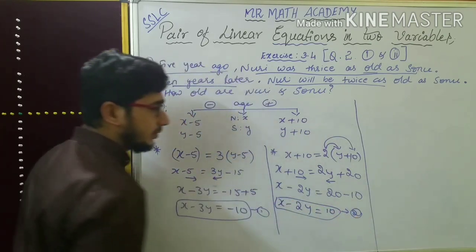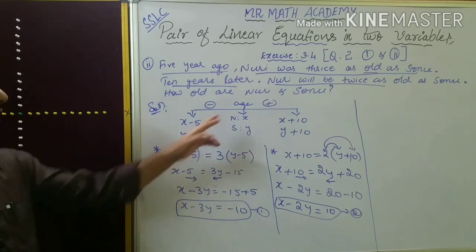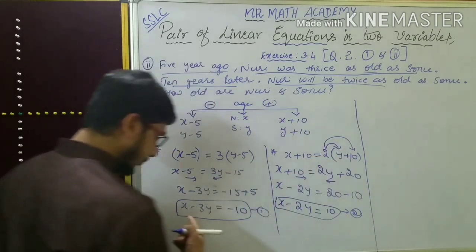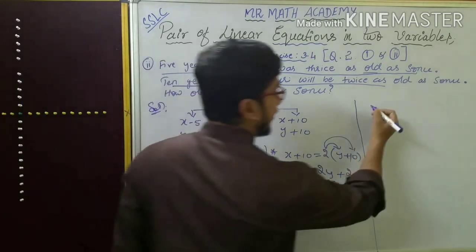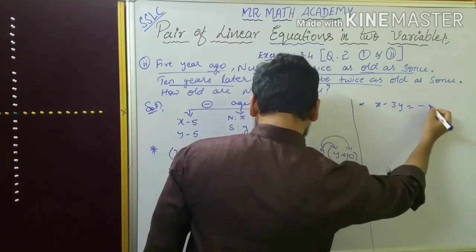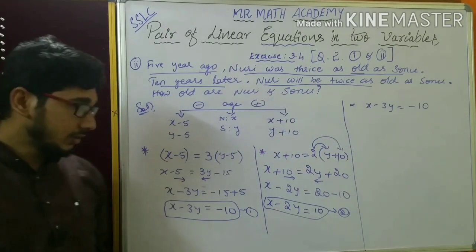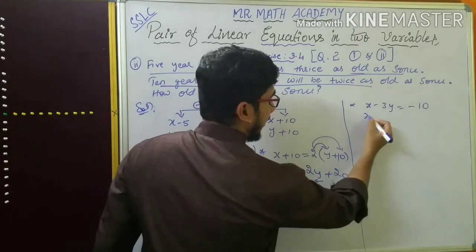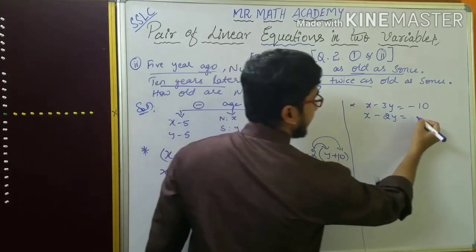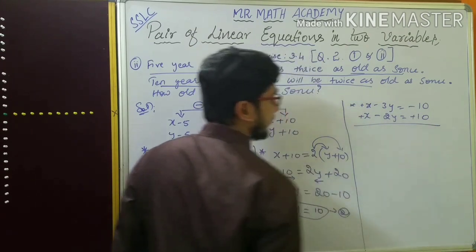We have to simplify these two equations so that we will get the values of x and y. x and y are nothing but the present ages of Noori and Sonu. I'll write here x minus 3y is equal to minus 10. I took this equation as it is. Let us go for this one. x minus 2y is equal to 10.